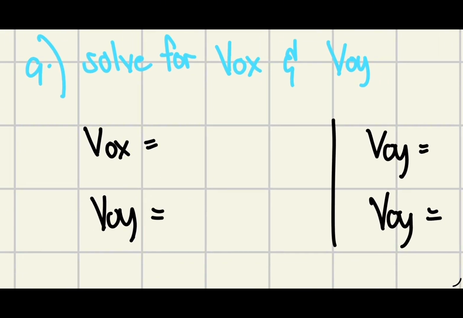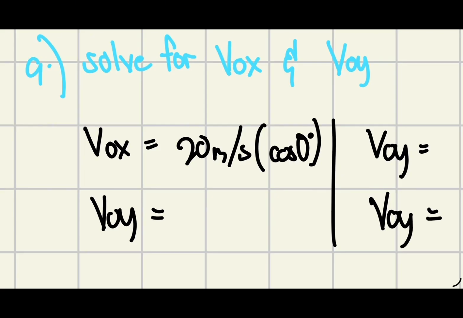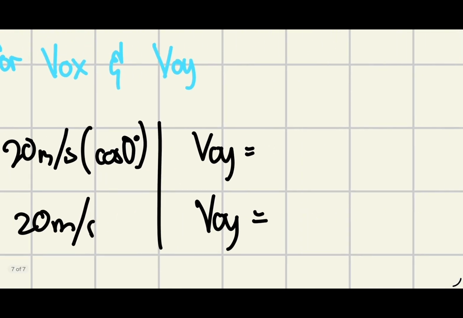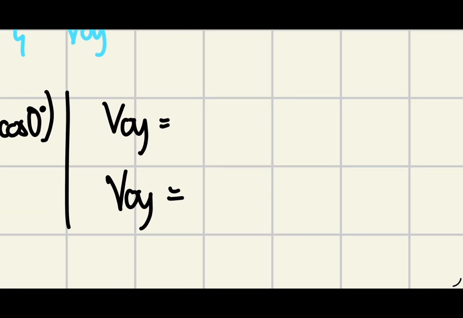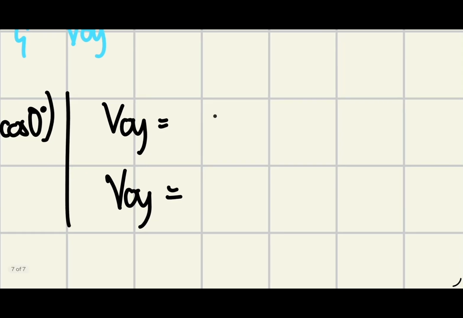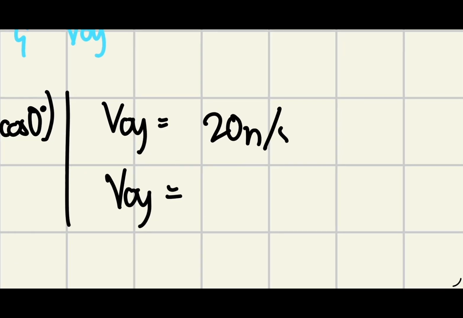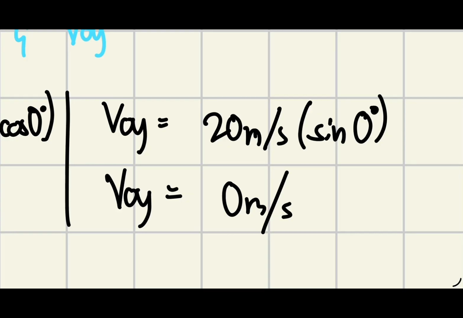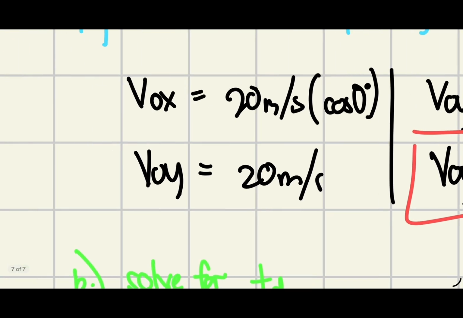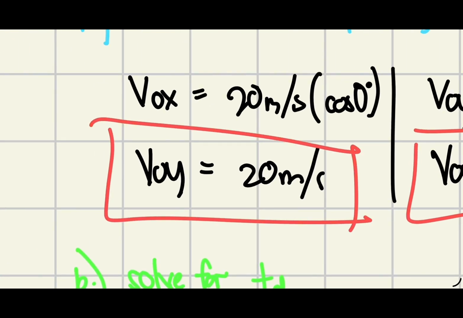So with that in mind, we can solve for the horizontal and vertical component. So let's just substitute our values. This is just 20 meters per second multiplied by the cosine of 0 degrees. That will just equal to 20 meters per second. And then for our vertical velocity, that is 20 meters per second multiplied by sine of 0 degrees, which is just 0 meters per second. And that is our vertical and horizontal component of our initial velocity.